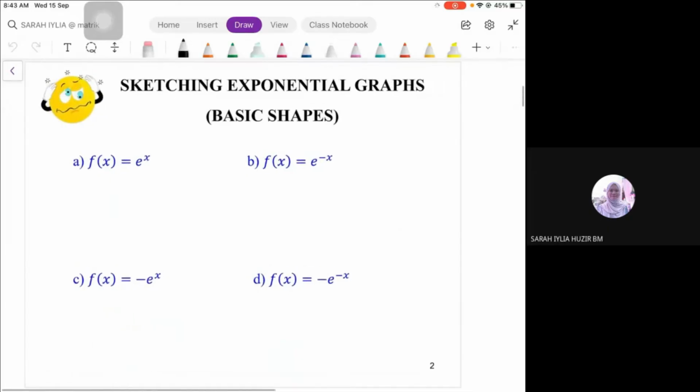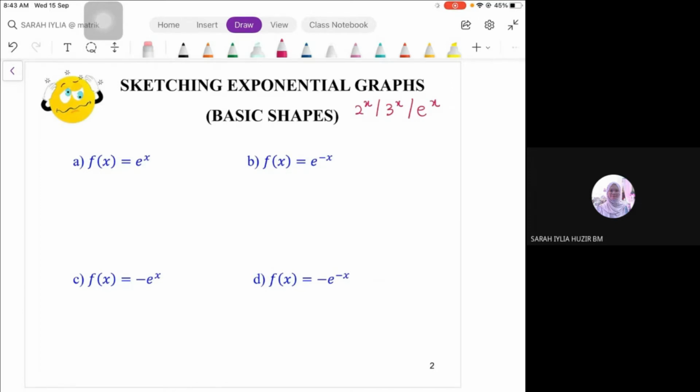Basic shape of exponential function. Okay, yang saya buat dalam ni is e to the power of x. Tapi sebenarnya kalau kita punya graph indices pun, maksud saya kalau contoh 2 to the power of x ke 3 to the power of x, e to the power of x, dia punya basic shape semuanya sama. Dia tak ada beza kat situ.